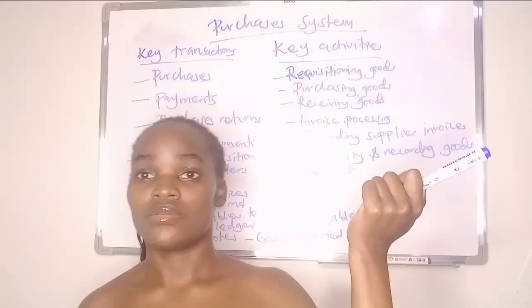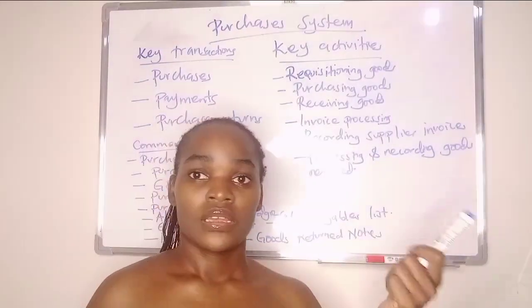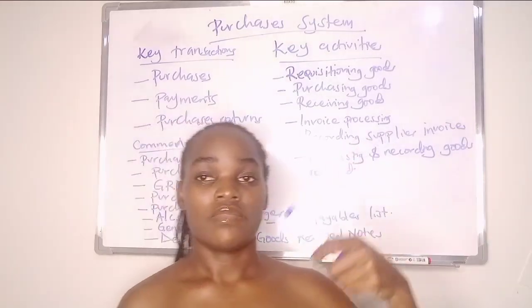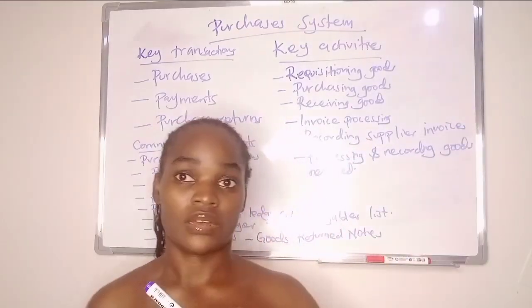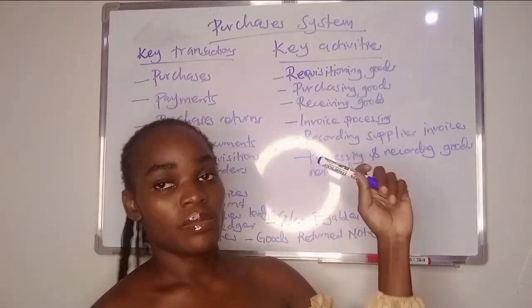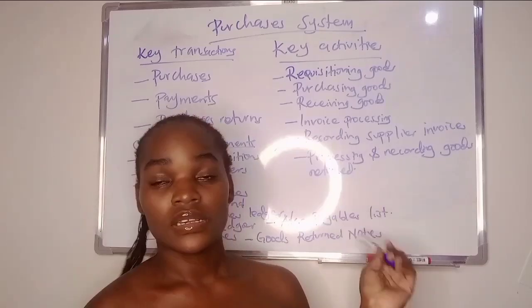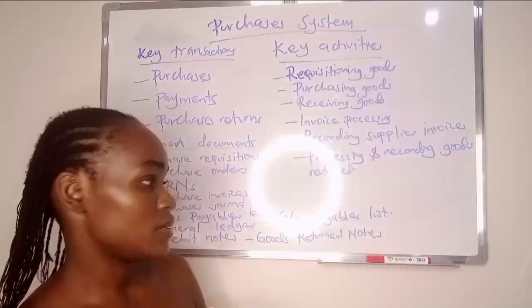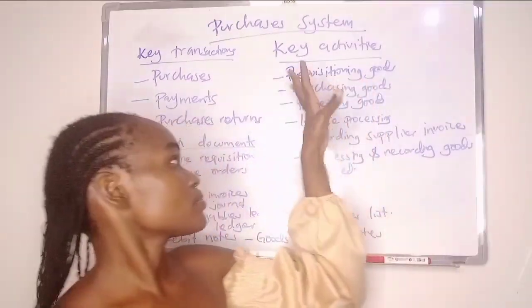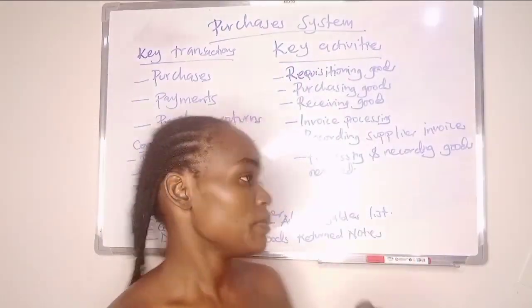Then receiving the goods. Invoice processing, like now here the invoice is going to come from the supplier to the entity. Then recording supplier invoices. Then processing and recording goods returned. Those are some of the key activities.